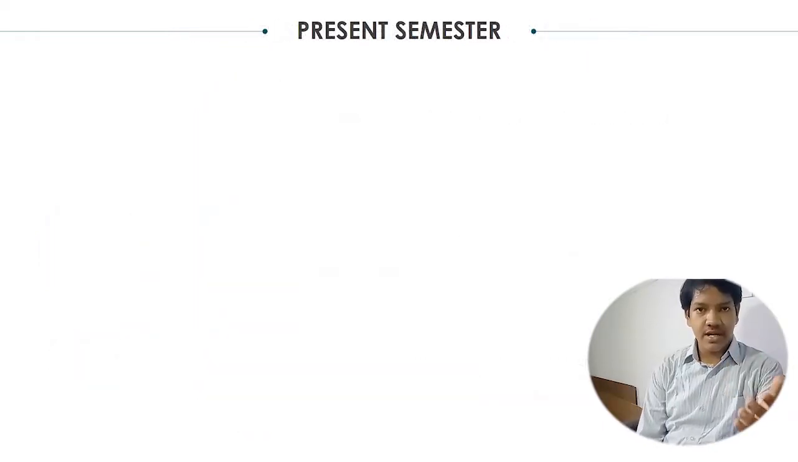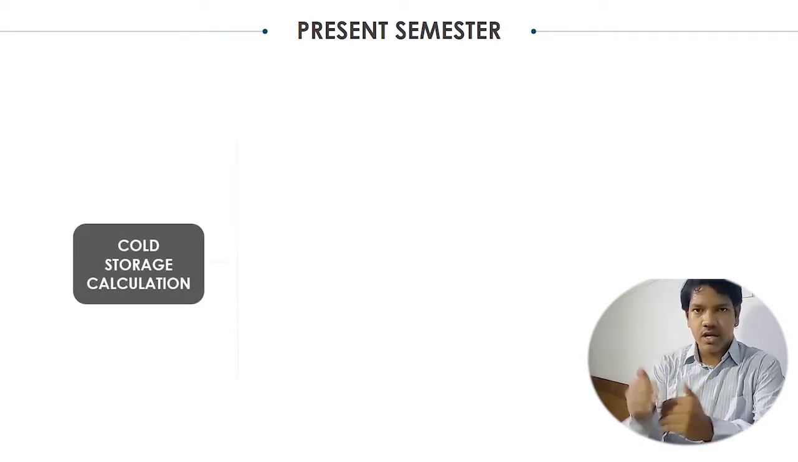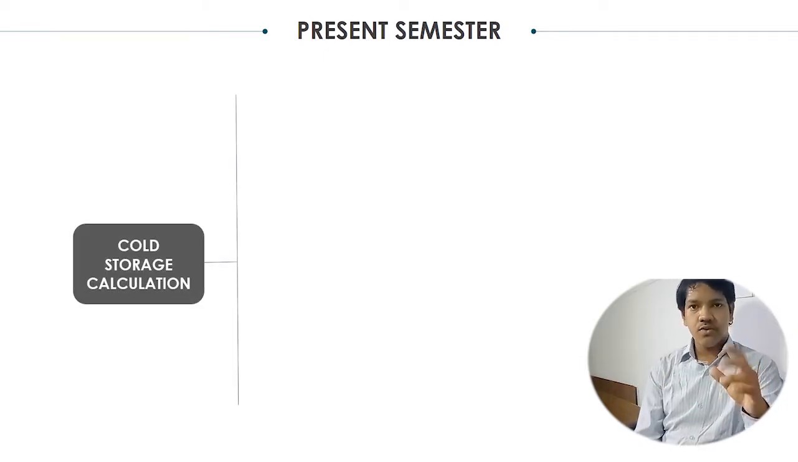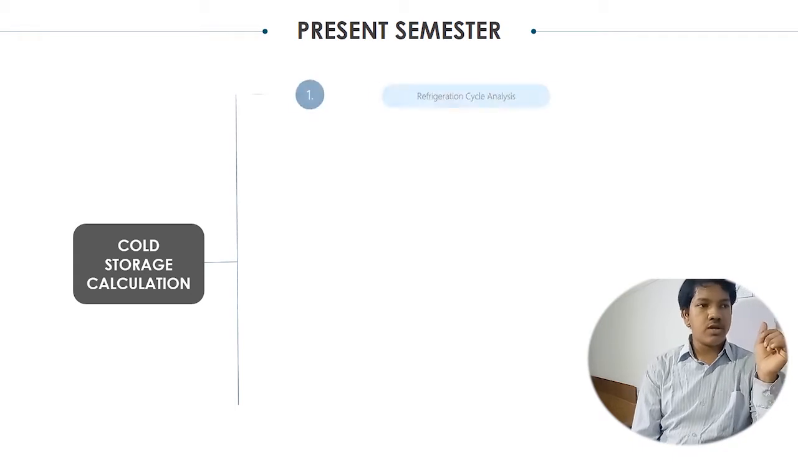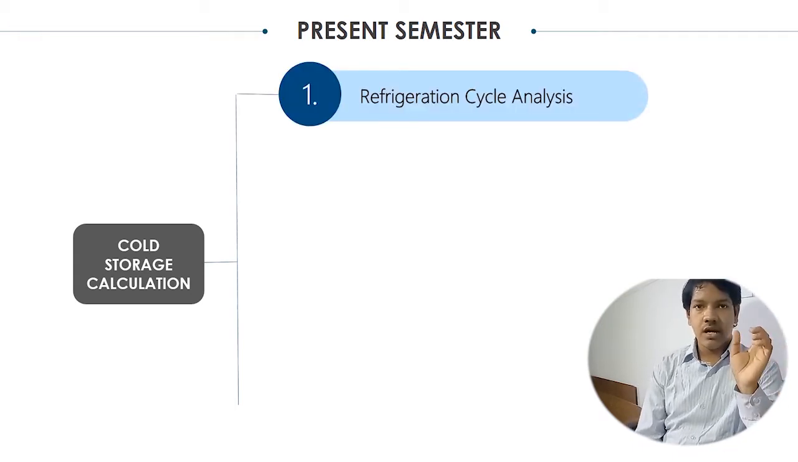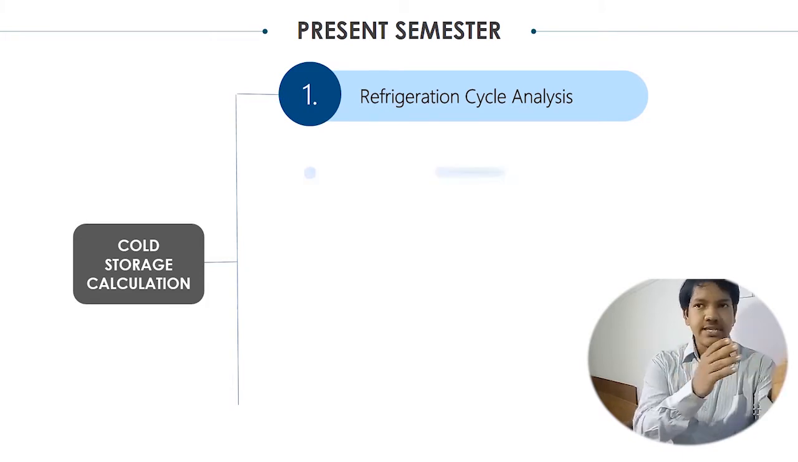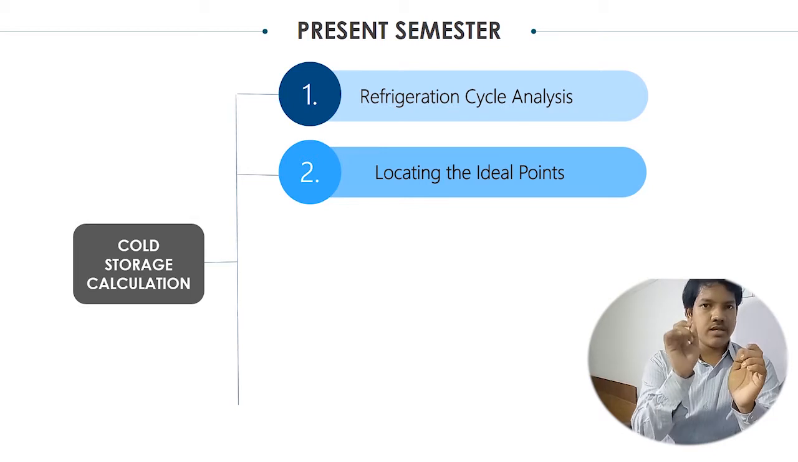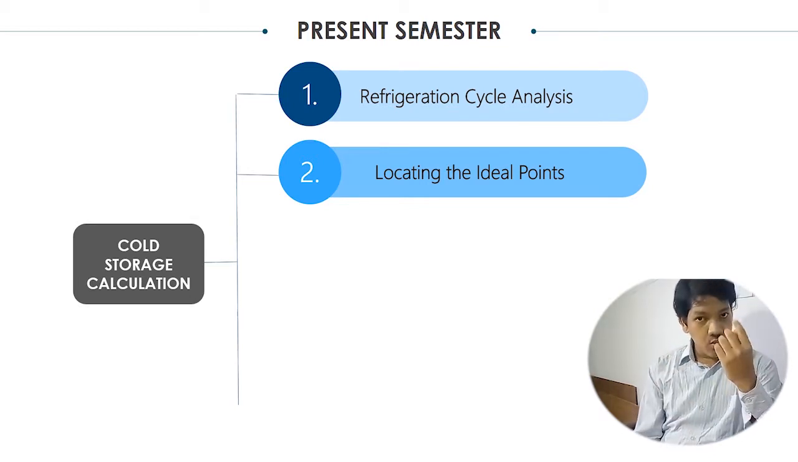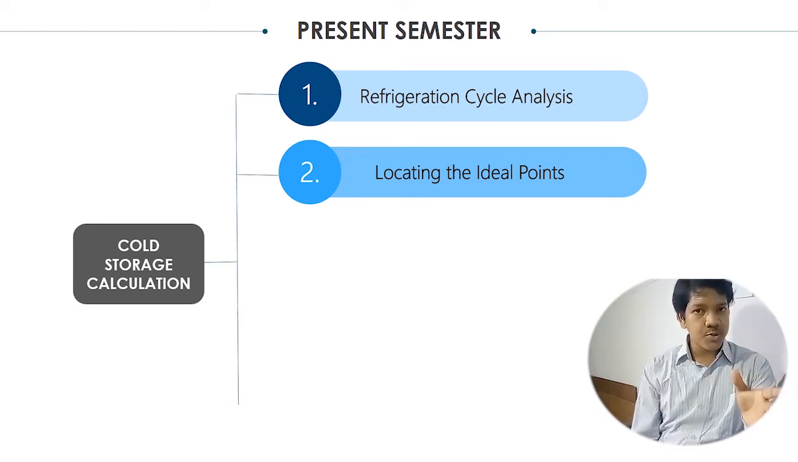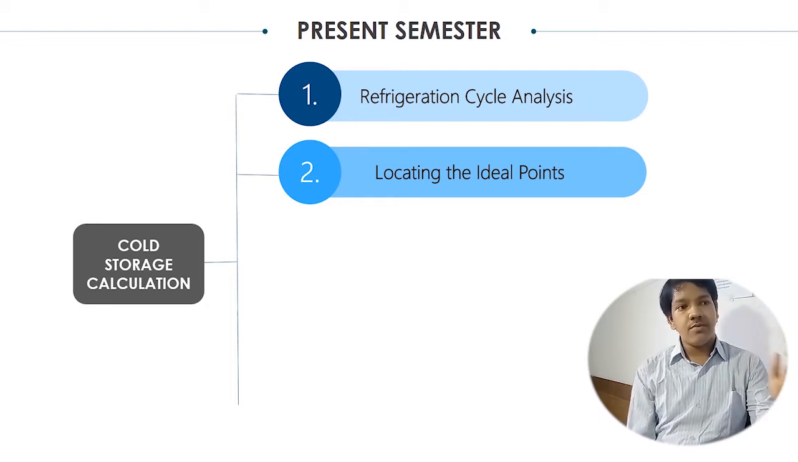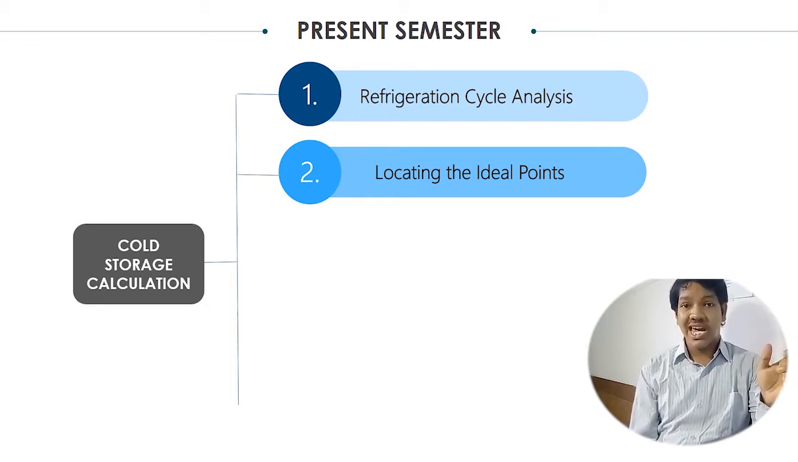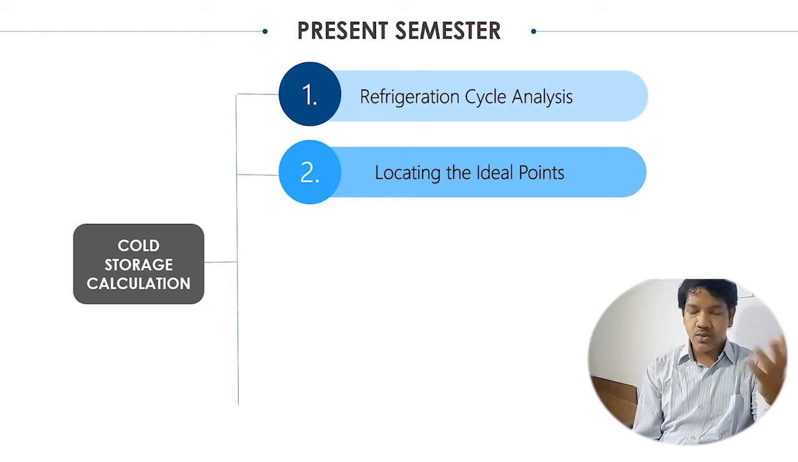In this slide I will be discussing the present semester's scenario, what we have done. First we will discuss the refrigerant cycle and a little bit of analysis regarding it for our project. After that, we will discuss how to calculate the location of the points over the total cycle, whether it's an HS diagram or a TS diagram. We need to locate the different points on the cycle, so how we would locate those points.